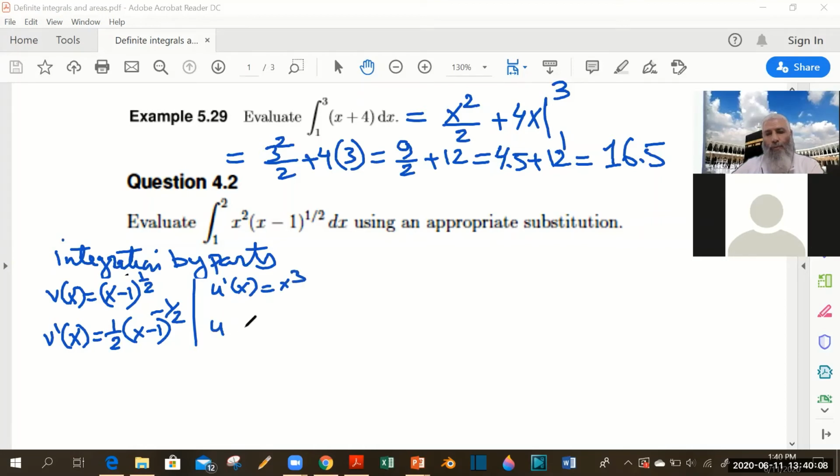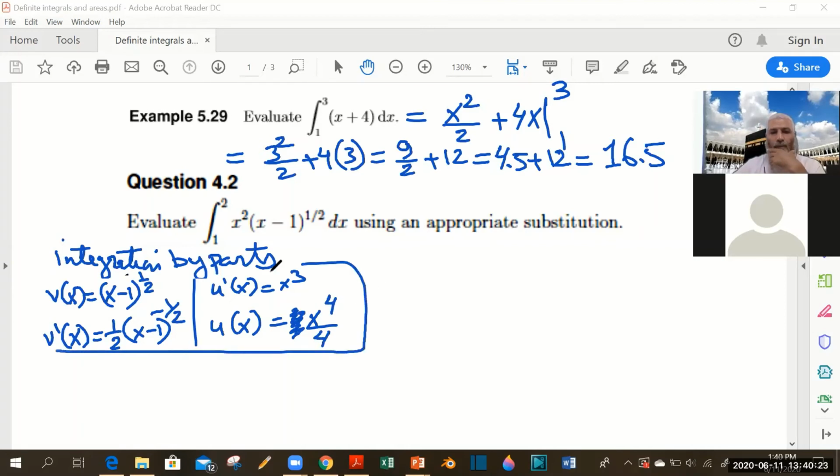So u(x) is x power 4 divided by 4. So this will not help us either, I think. We didn't get rid of anything. So what about substitution?